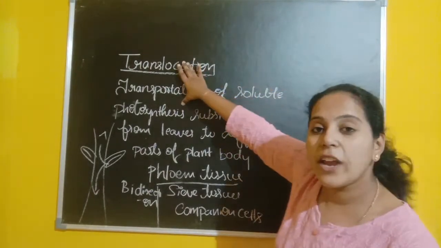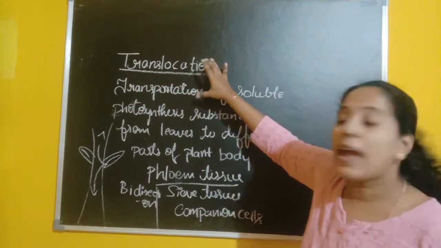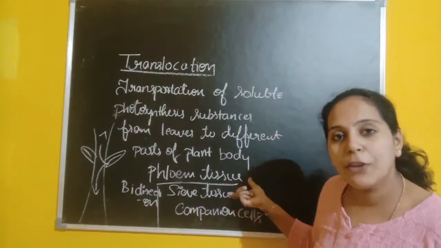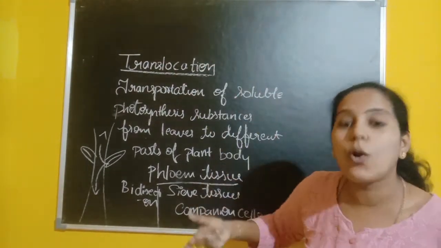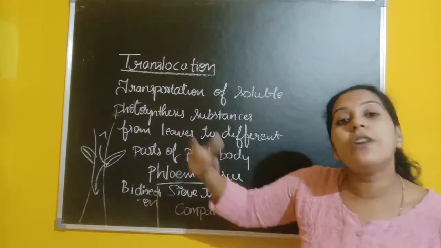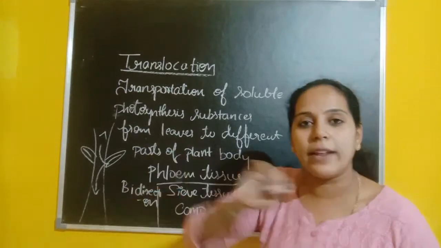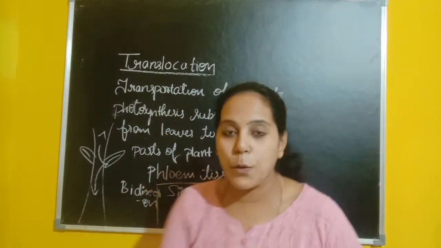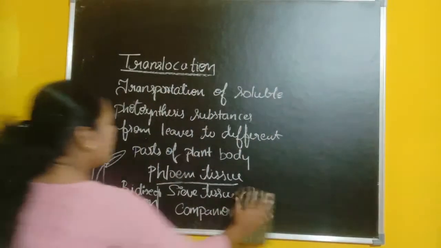So this translocation mainly happens with the help of phloem tissues. Which components in phloem tissues help? It is the sieve tubes and companion cells. How is food transported? It is transported in the bi-direction. Now this is clear, right?